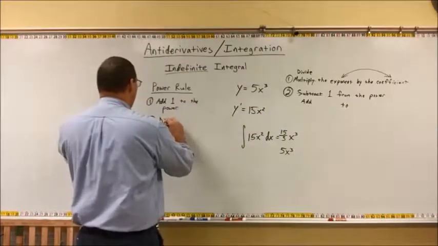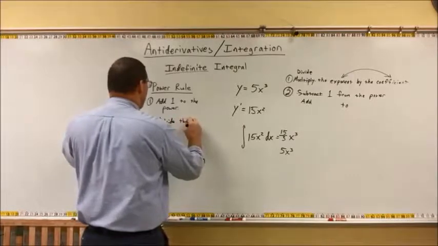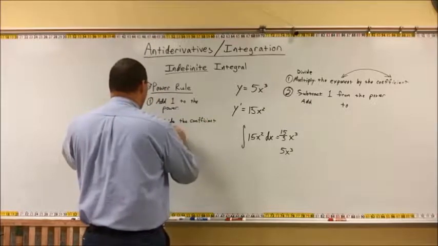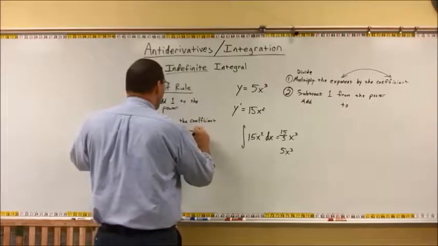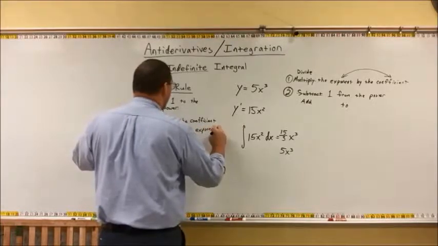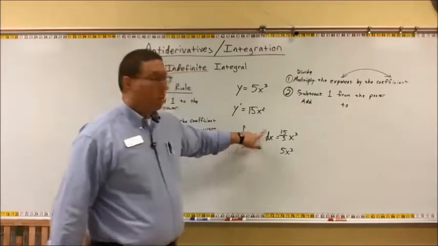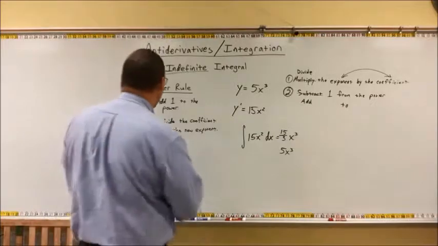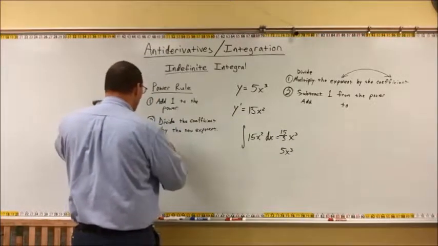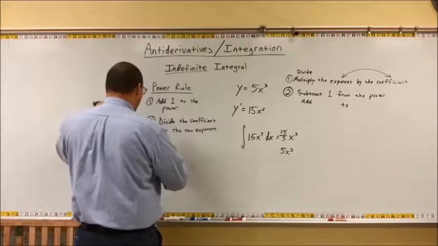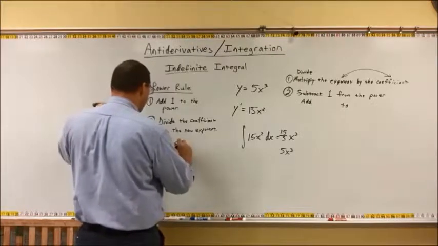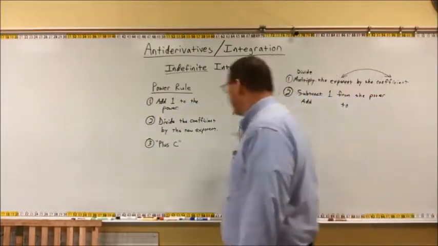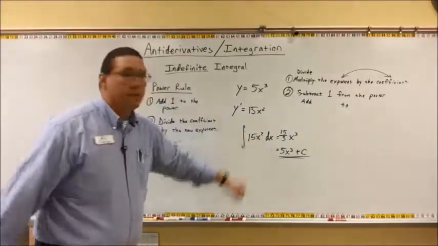So divide the coefficient by the new exponent, not the old exponent. We're not going to divide 15 by 2. We're going to divide 15 by 3, the new exponent. So 15 divided by 3 is 5. And then lastly, step 3, we are going to put a plus c on it. And so 5x cubed plus c. This is our indefinite integral of 15x squared.